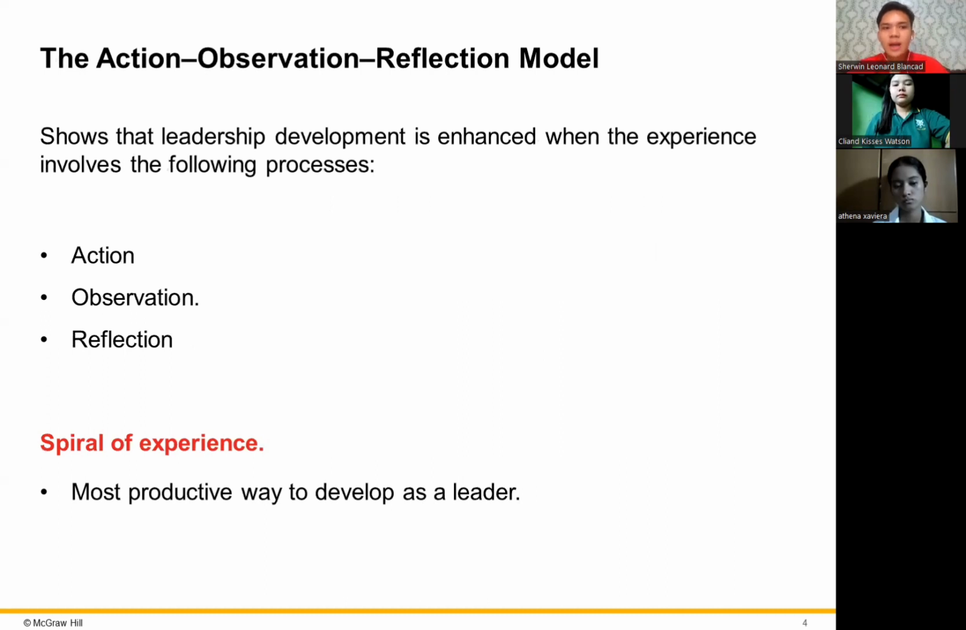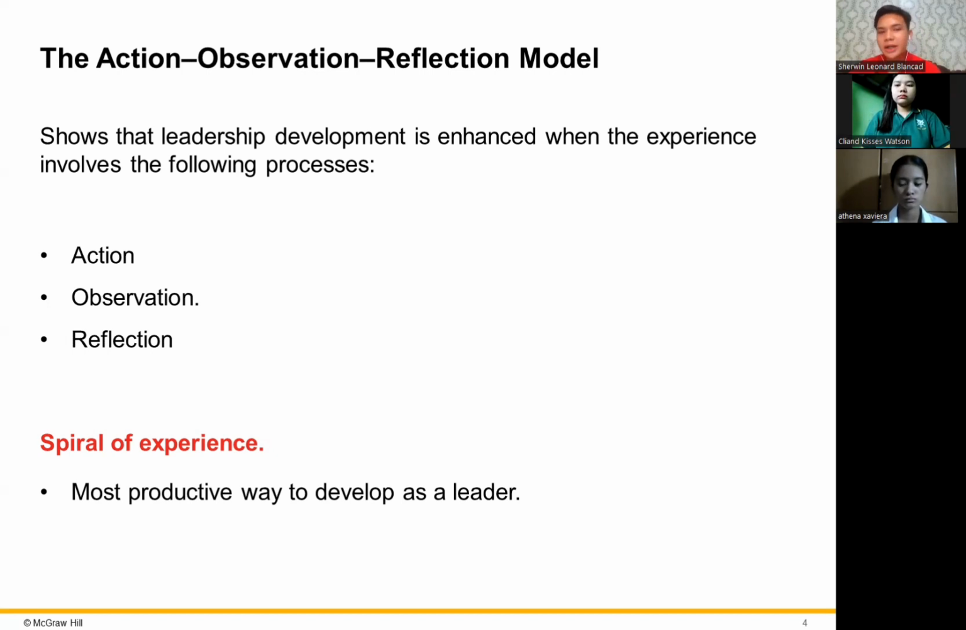Now, let's go on to the action observation reflection model. It is composed of, first, the action: what are you going to do, and what specific action you need to do. Second, observation: how you notice the action you've done. And lastly, the reflection. It is the deeper understanding gained by reviewing situations: what happened, what you felt or thought regarding that situation. Action, observation, and reflection are involved in leader development in the action observation reflection model.